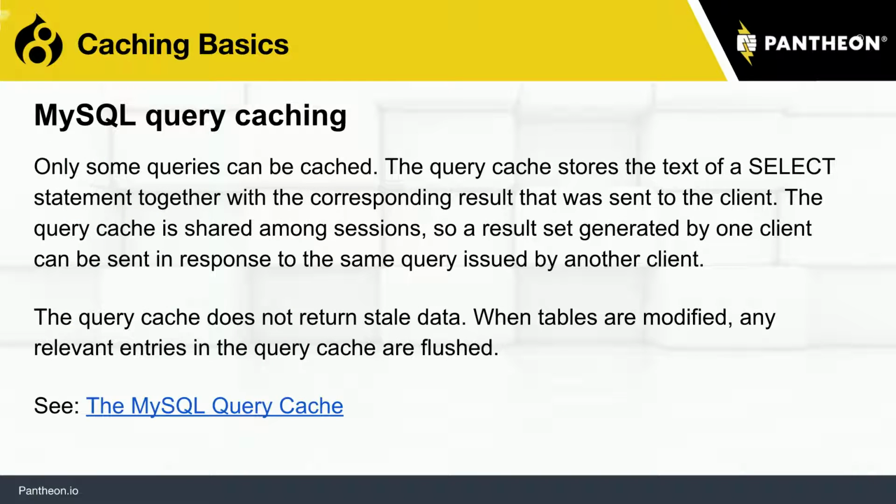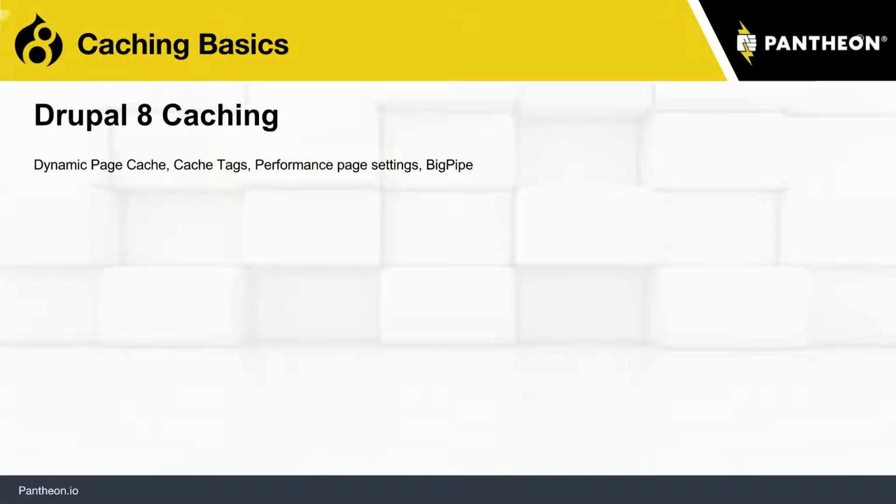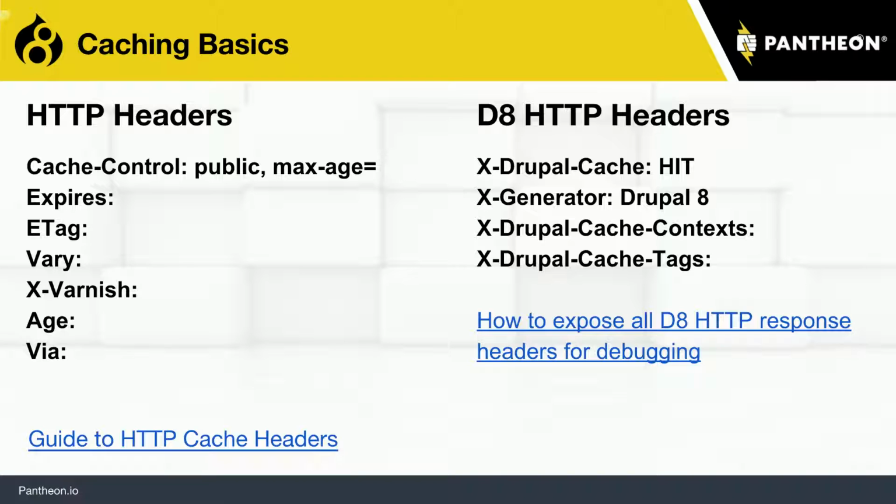So, MySQL query caching. This is inside MySQL's memory. As soon as something changes in any table that has been touched in that query, MySQL invalidates it itself and will call that query fresh again if it has to. This is usually totally invisible to you, and you don't even need to know about it, but I just wanted to mention that it does occur. Drupal 8 caching, we're going to get to that in detail as we go along.